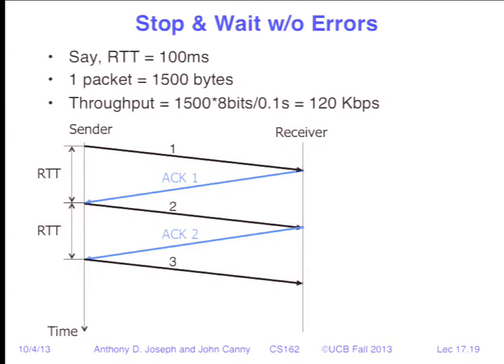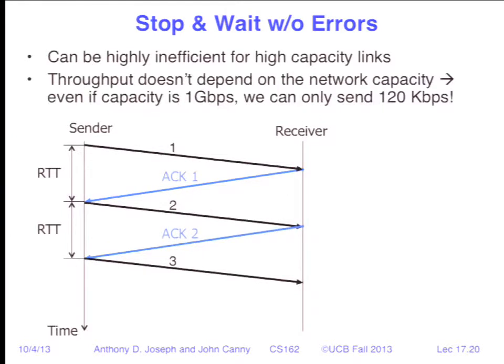Now, how fast are the links here? I didn't say, because it doesn't matter. And that's the problem. These links could be 1 gigabit links, they could be 40 gigabit links, and we're only going to get 120 kilobits per second out of those links. So that's not very good. We obviously want to do better. But this is a simple protocol just to explain how this works.